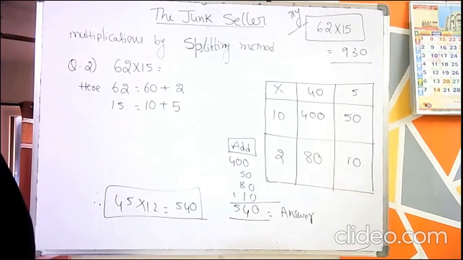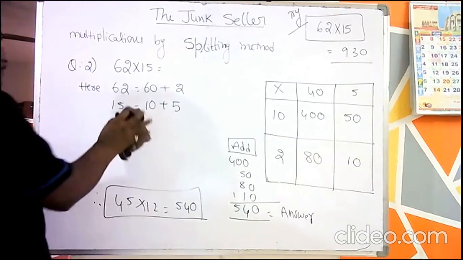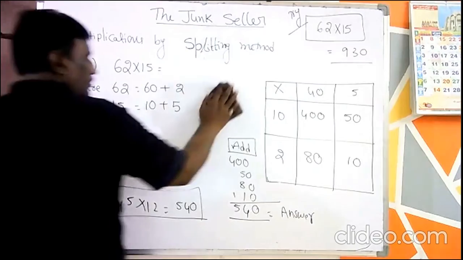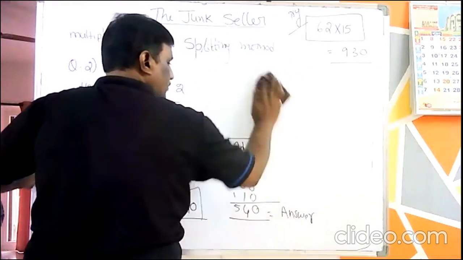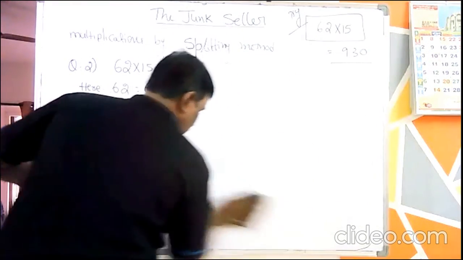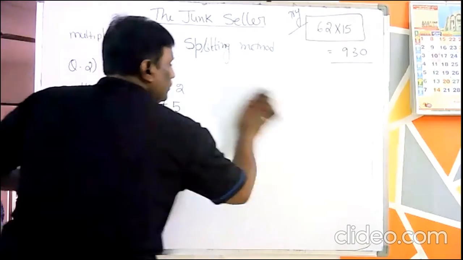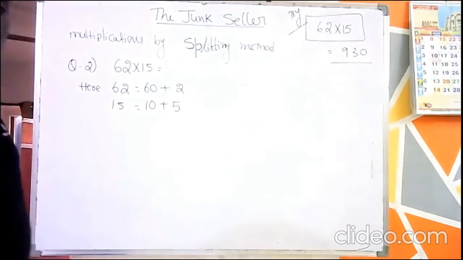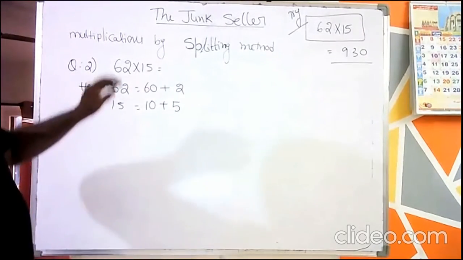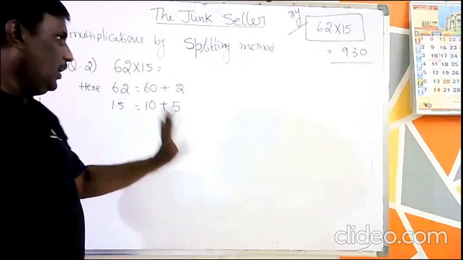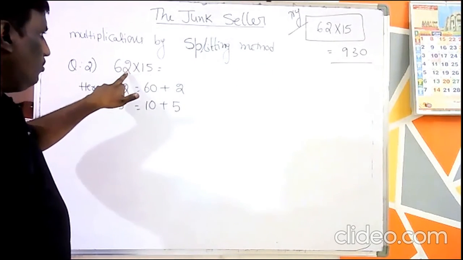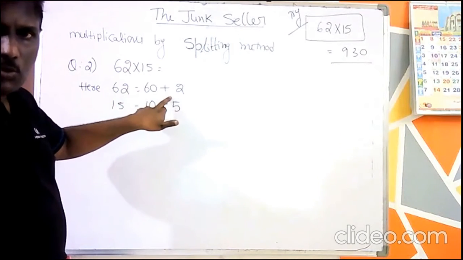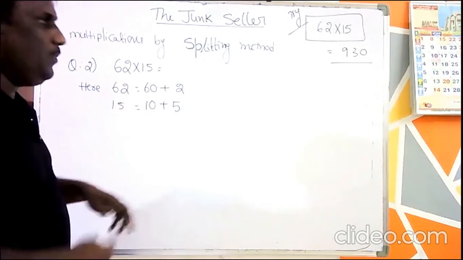62 is equal to 60 plus 2. Okay, second question completed, then fine. Otherwise, look at the second question. 62 into 15. 62 write as 60 plus 2. 15 means 10 plus 5.